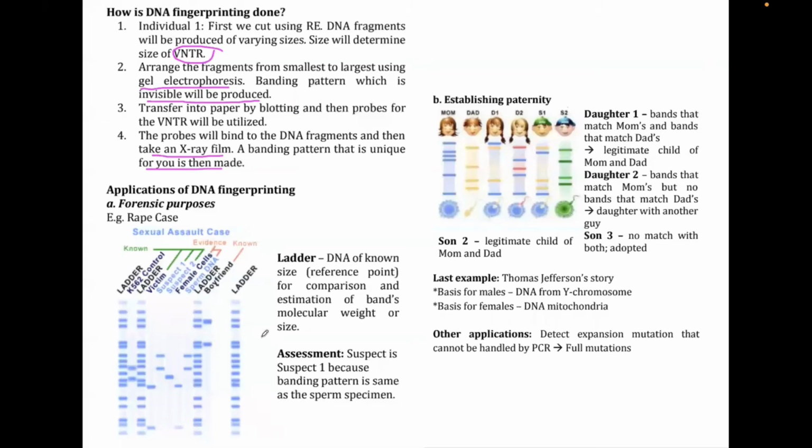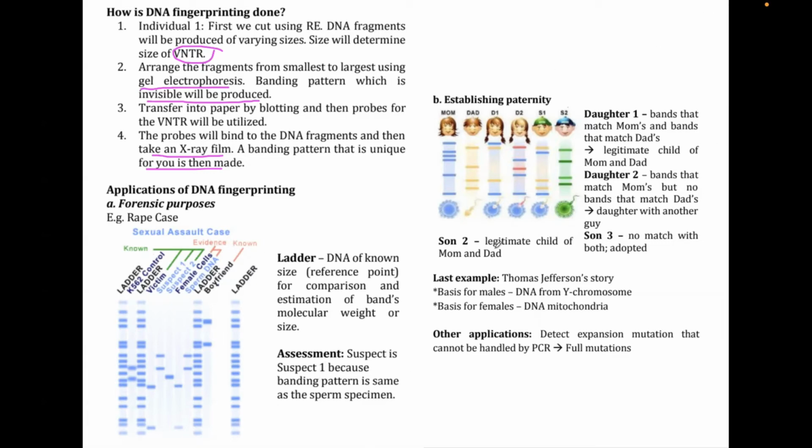And then, for example, apply natin siya sa forensic purposes. Then the ladder, the DNA of known size or your reference point for comparison and the estimation of bands, molecular weight, and size. For the assessment, suspect is the suspect 1 because the banding pattern is the same as the sperm specimen. So, tingnan natin. So, ito yung ladder. Kunwari, kanino siya pinaka-closely related or same ng pattern depending si suspect 1 daw.